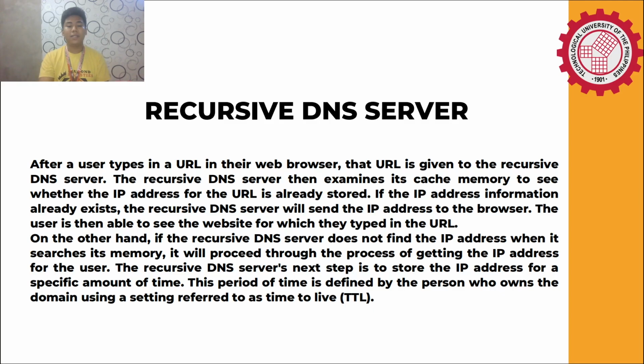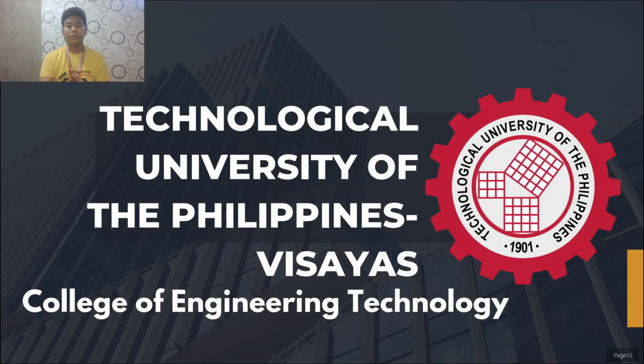The recursive DNS server's next step is to use the IP address for a specific amount of time. This period of time is defined by the person who owns the domain using a setting referred to as time to live or TTL. So that was the domain name system.